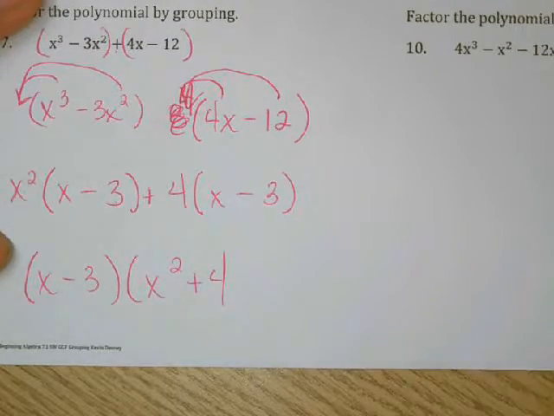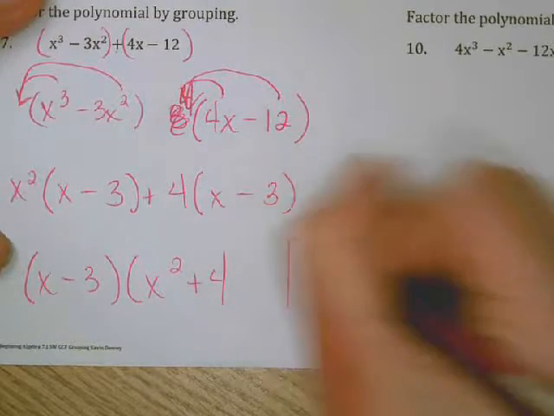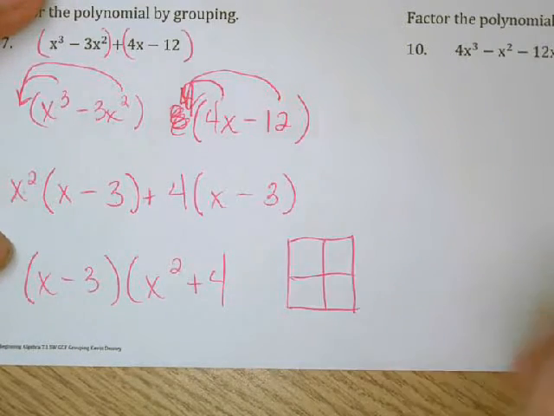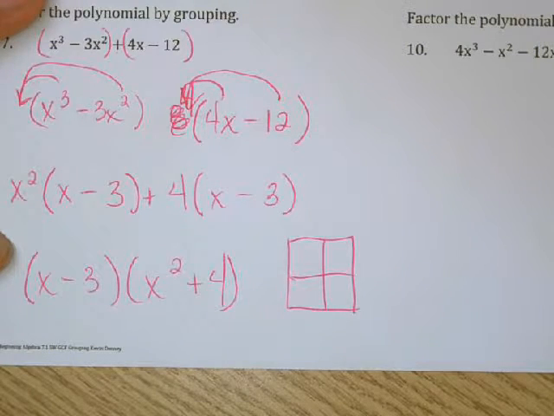So in the same kind of way, I could use the box. Let me be clear, you don't have to use the box. You can use the grouping. You can use whichever method you're most comfortable with. You definitely don't have to do both.